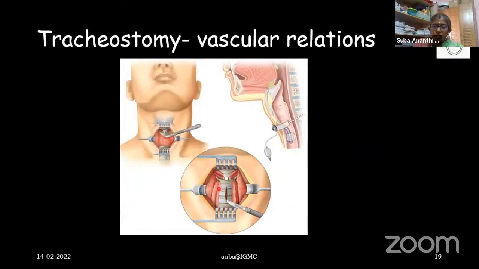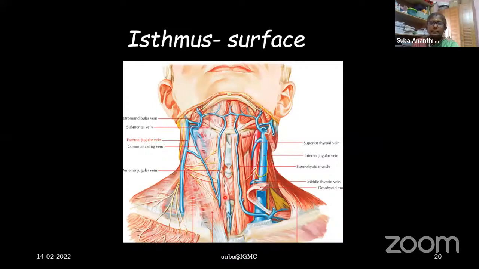So care should be taken. Again, this is for tracheostomy. When they go for an emergency tracheostomy, care should be taken not to injure the inferior thyroid vessels, that is a vein, and they have to look for an accessory thyroid artery, that is the thyroidea ima artery. So this vascular relation is important before doing tracheostomy.